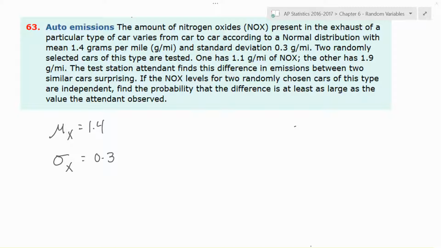Here's a challenging problem from our assignment about random variables. This problem is going to involve some normal calculations and also random variable transformations. So I'm going to walk you through step by step.